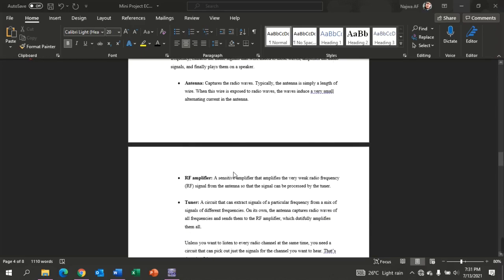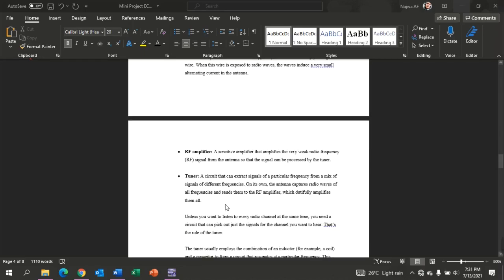Next is the RF amplifier, a sensitive amplifier that amplifies the very weak radio frequency RF signal from the antenna so that the signal can be processed by the tuner. Next is the tuner, a circuit that can accept signal of a particular frequency from a mix of signals of different frequencies.